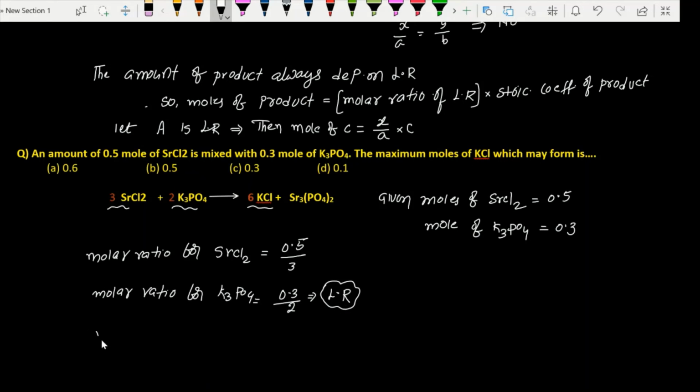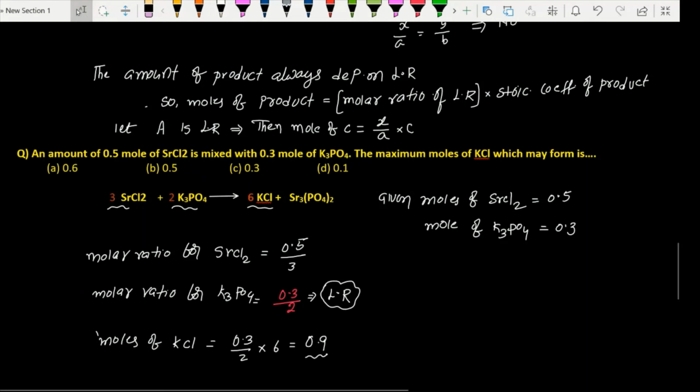Now we have to find the moles of product KCl. What we said is, whichever is the limiting reagent, you take that ratio, 0.3 over 2, times the stoichiometric coefficient of the product. So 0.3 over 2 times 6 will be 0.9 moles. So this will be the answer. With these easy steps you can find the moles of products and the limiting reagent easily.